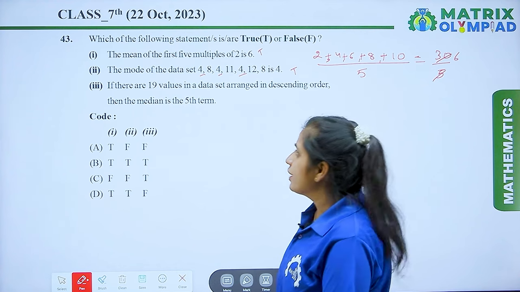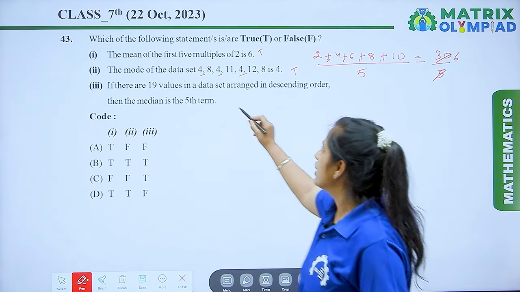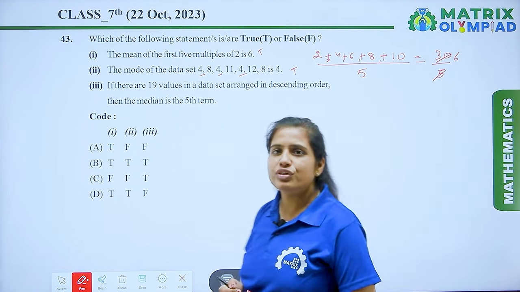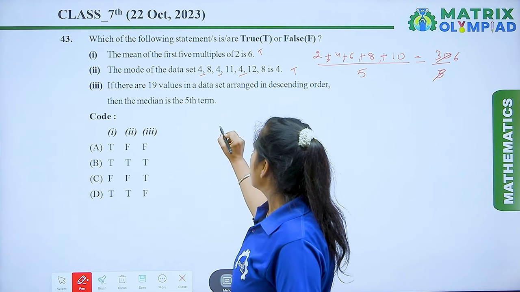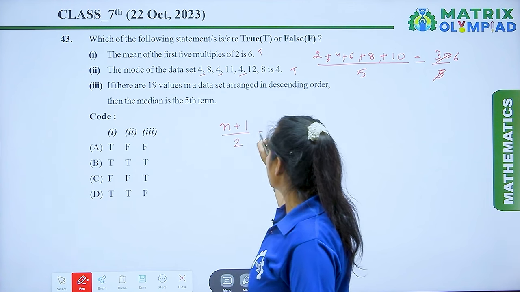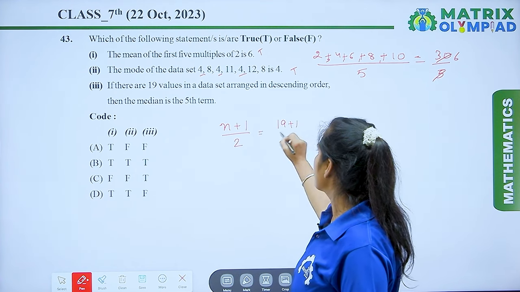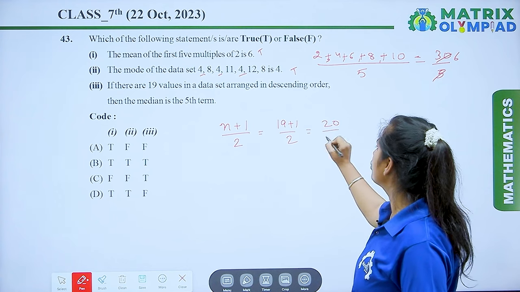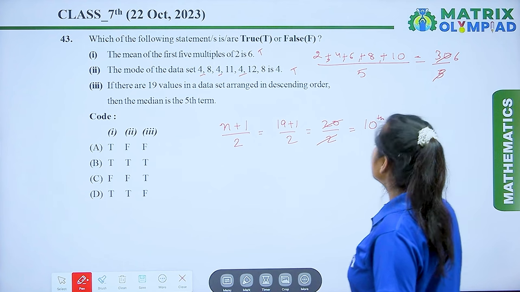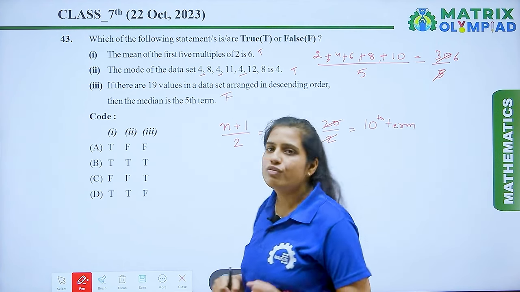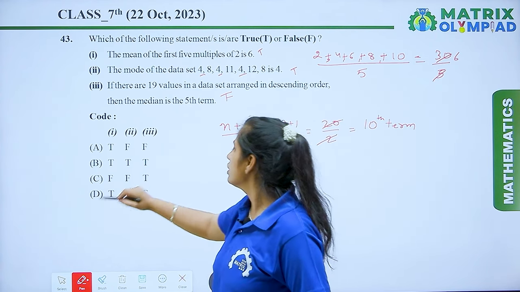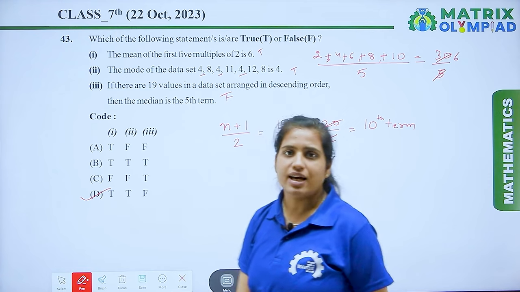Now, the third statement. If there are 19 values in a data set arranged in order, then the median is the fifth term. Now, the number of observations is odd. So, we will apply the formula n plus 1 upon 2, that is equal to 19 plus 1 upon 2, equal to 20 upon 2. After cancellation, we get the 10th term. So, the third statement is false. Now, the sequence will be true, true, false. So, here option D is the correct answer.